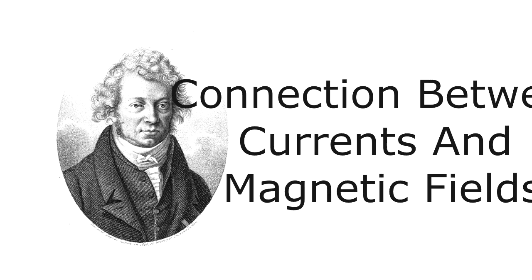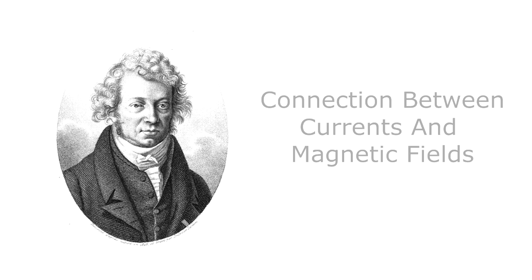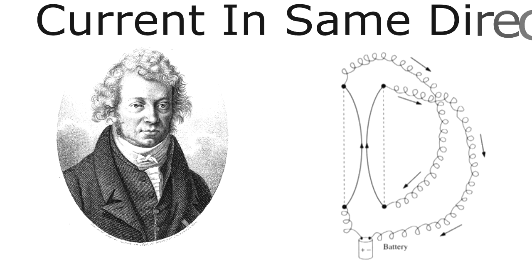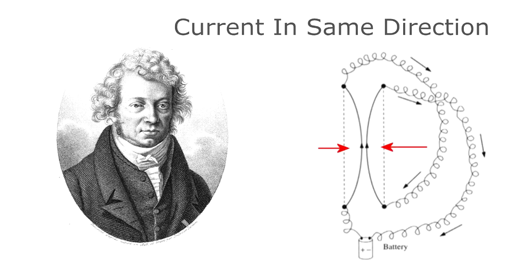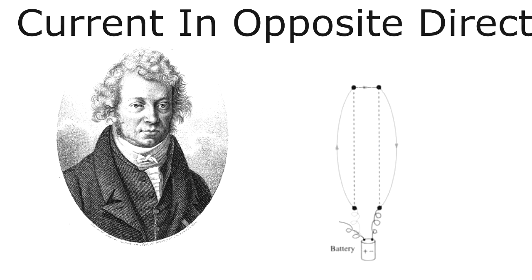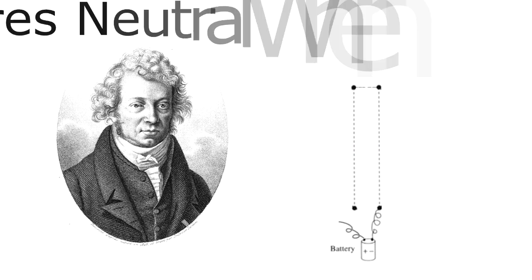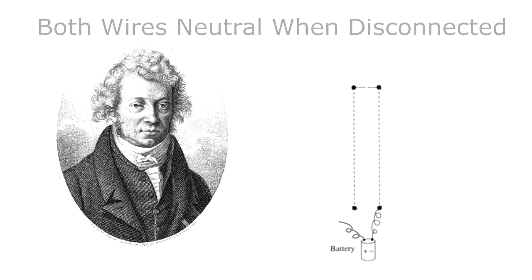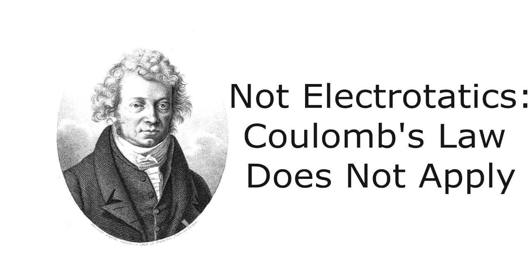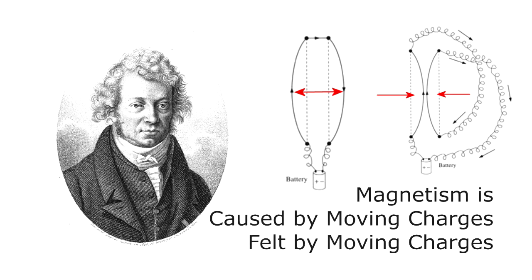Now back to Ampere. Ampere was experimenting with some wires trying to learn more about the connection between currents and the magnetic fields they create. And here's what he found. When he took two parallel wires and ran a current through both of them in the same direction, the wires attracted each other. When he ran a current through both wires in opposite directions, they repelled. Because both wires are electrically neutral, which is obvious when the current is turned off, it is not electrostatic, so Coulomb's law does not apply here. What Ampere found was that magnetism is caused by moving charges and felt by moving charges.